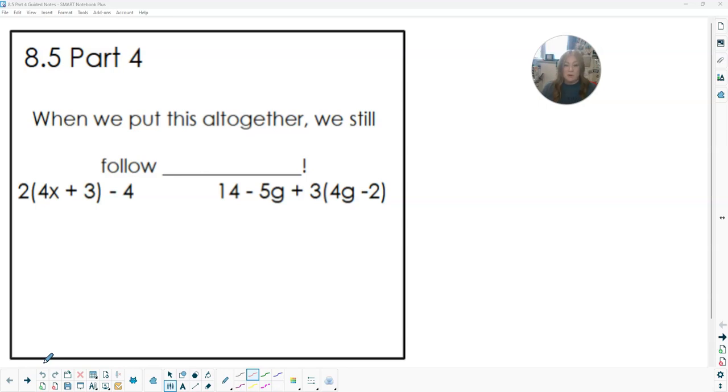For 8.5 part 4, we're going to work on putting everything we've been working on together. We're going to use order of operations. We're going to combine like terms. We're going to use the distributive property. We're going to do it all in one problem here.